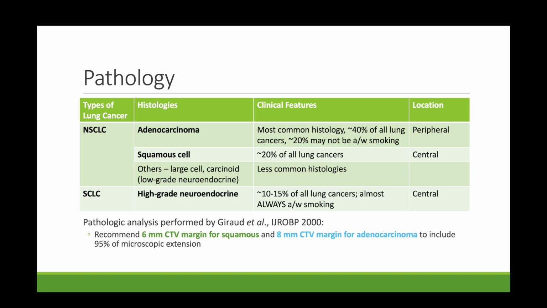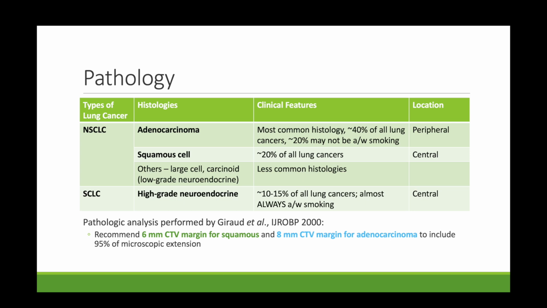Non-small cell lung cancer accounts for around 85% of lung cancers, and squamous cell accounts for a smaller portion. These do always tend to be associated with smoking, and they also tend to be located centrally, similar to small cell lung cancers. And then the vast majority of non-small cell lung cancers are adenocarcinomas, and up to 20% of these may actually not be associated with smoking. Adenocarcinomas tend to be located more peripherally in the lung. And then there are some less common histologies within non-small cell lung carcinoma as well, including large cell, as well as carcinoid tumors, which are actually a low-grade endocrine tumor.